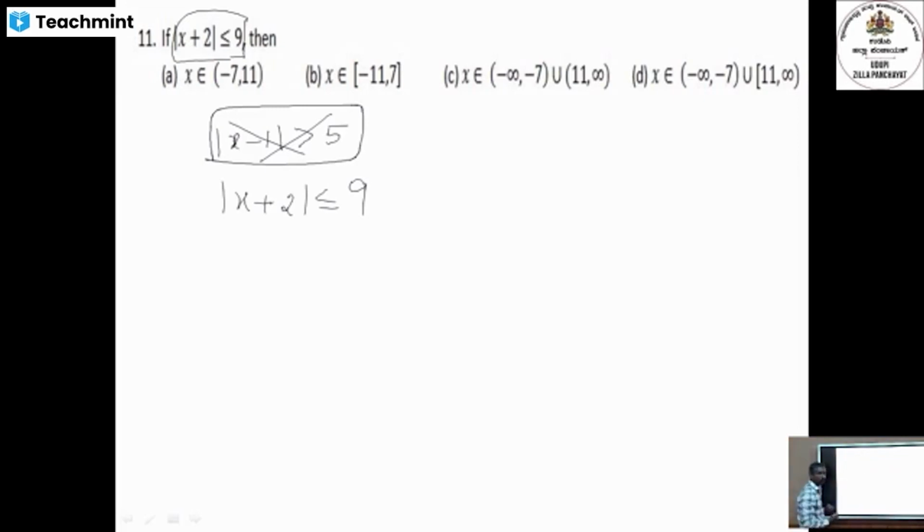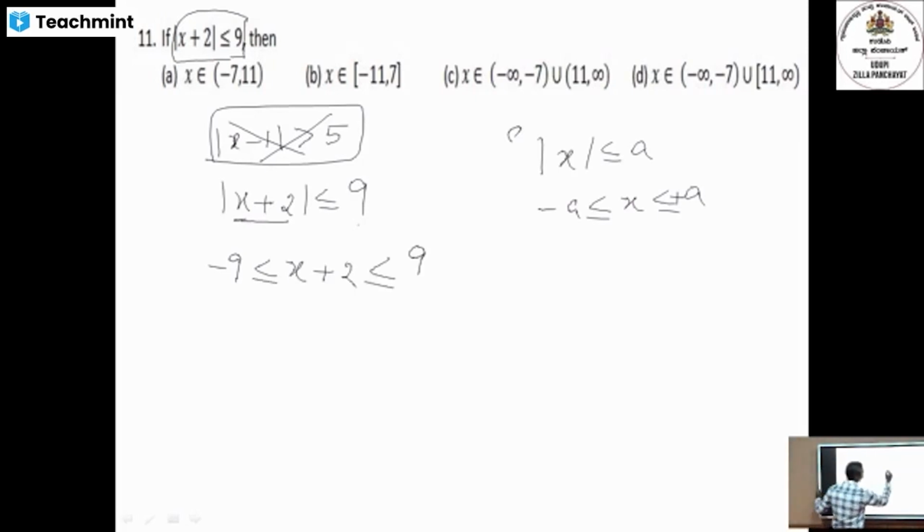Whenever you have a modulus, remember this modulus of x plus 2, it can be either minus 9 or plus 9. So modulus of x less than or equal to a means minus a less than or equal to x less than or equal to a. So this becomes minus 9 less than or equal to x plus 2 less than or equal to 9.